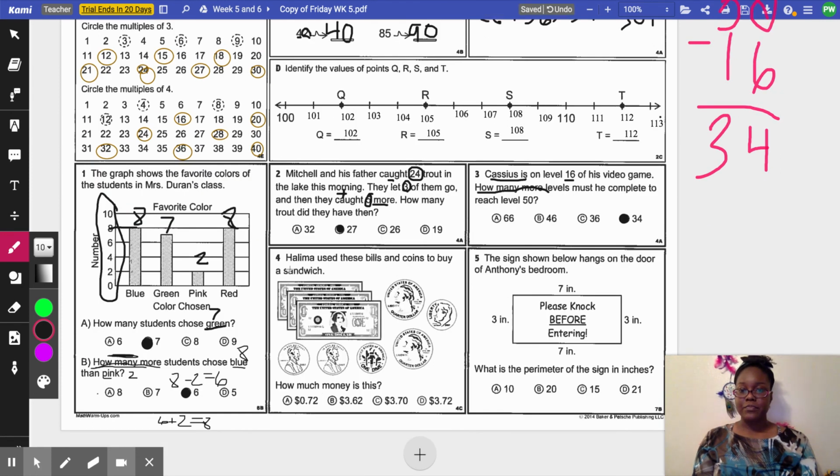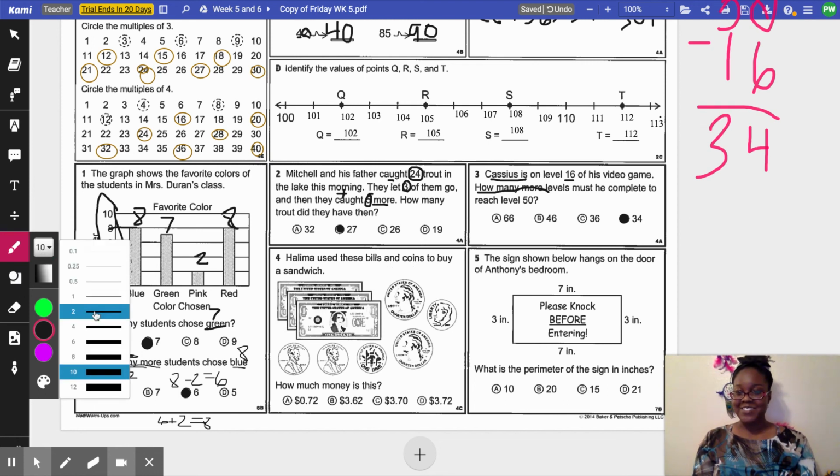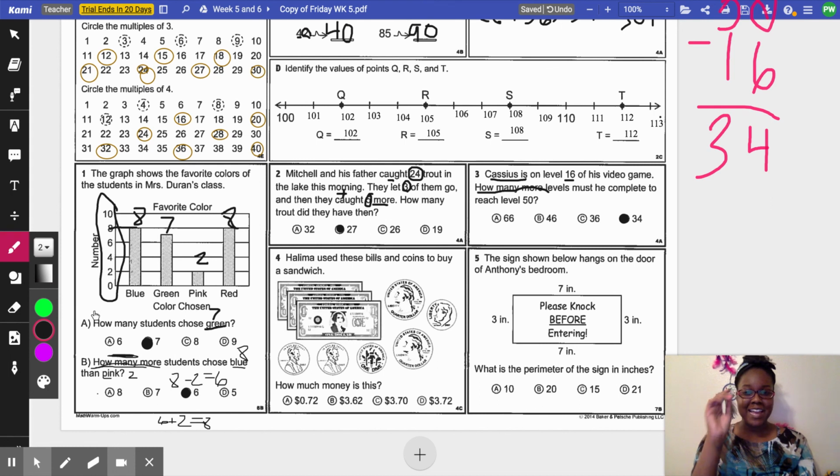Number 4. Halima used these bills and coins to buy a sandwich. How much money is this?